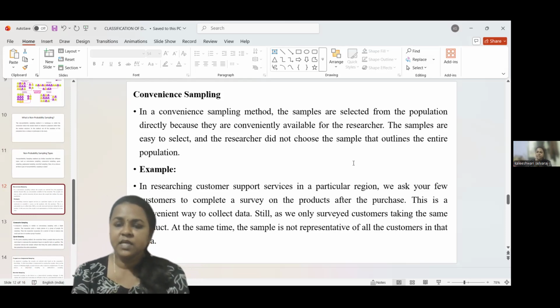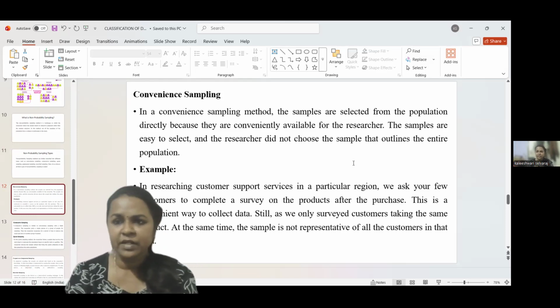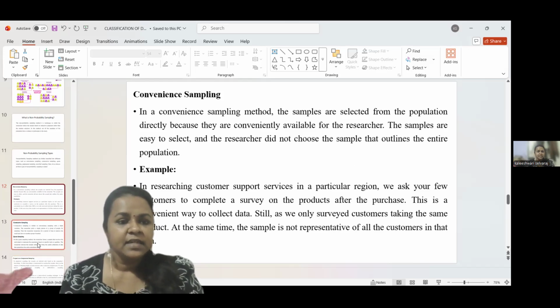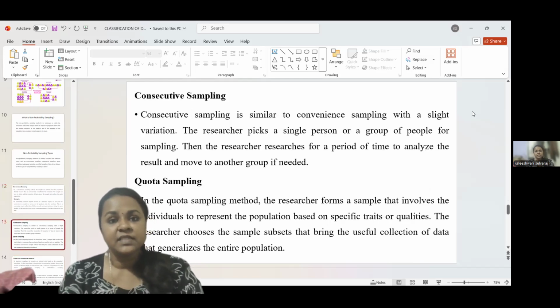So likewise, if you are collecting some data from a particular departmental store where you want to know the level of sales of a particular product, then you are going with convenience sampling, rather than specifically choosing a population. Then comes the concept of consecutive sampling.